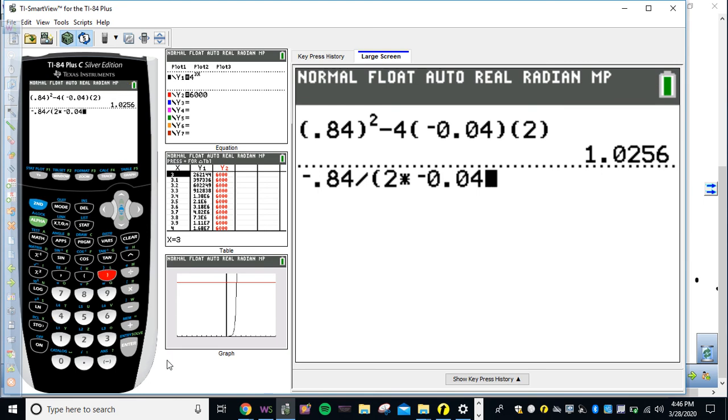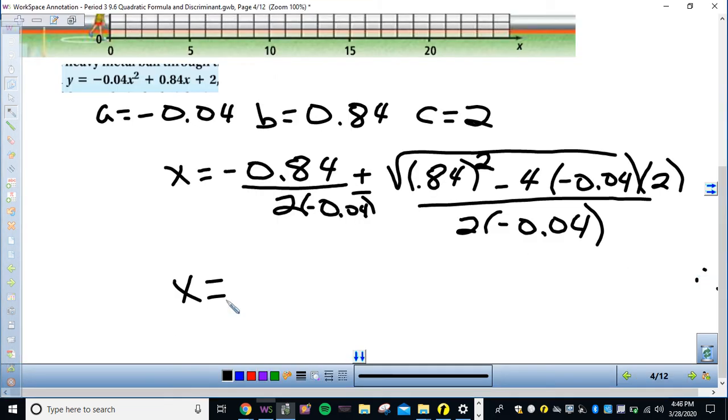And then close that parenthesis. The reason we have to do that is if we don't put the denominator in parentheses, we'll divide that negative 0.84 by 2 and then multiply it by 0.04 and get the wrong answer. So we want to divide that negative 0.84 by both these 2 numbers multiplied together. So we get 10.5 there for the first.